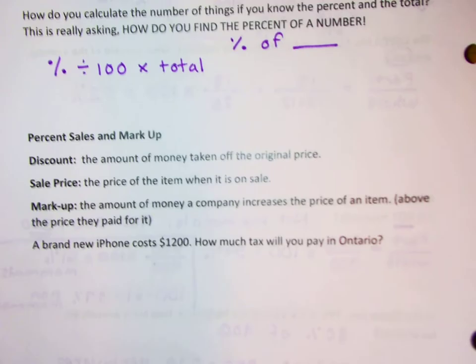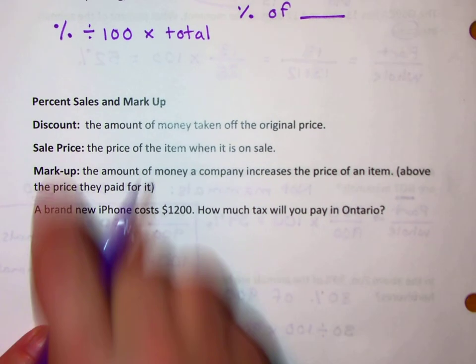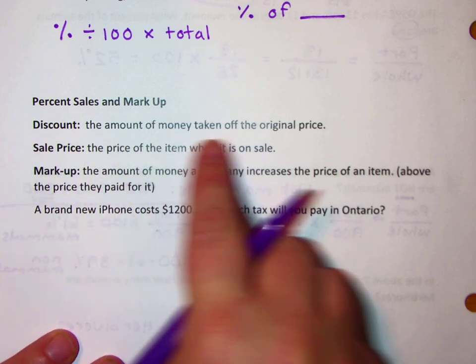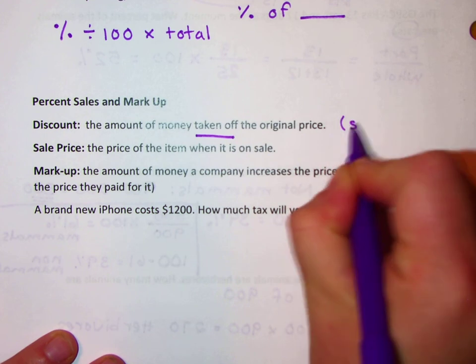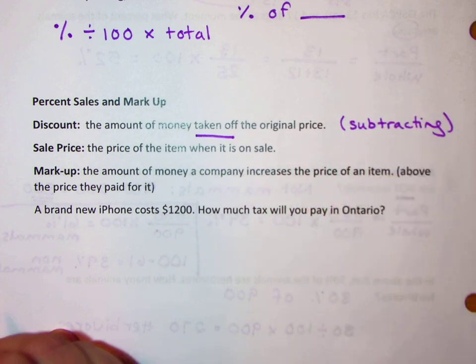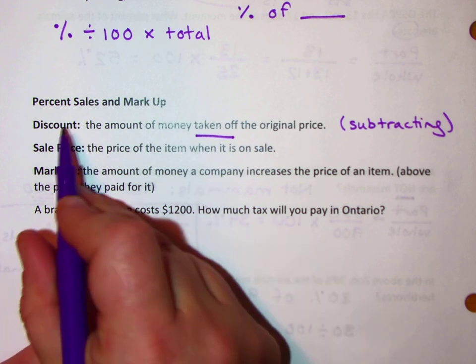The other scenario that you might have with percents is percents of sales and markups. So here's some terminology that you need to know. A discount is the amount of money taken off the original price. Taken off, that's subtraction, right? We're subtracting. Sale price is the price of the item when it's on sale. So that's the price after the discount.